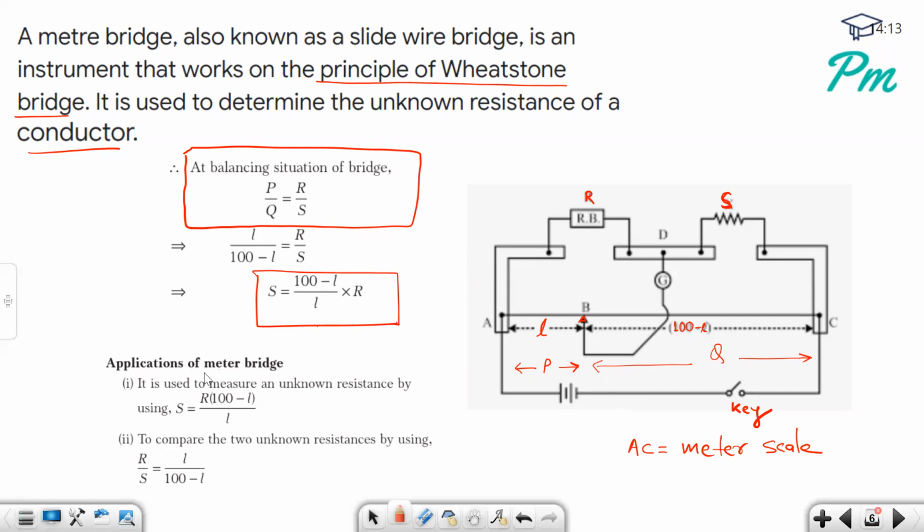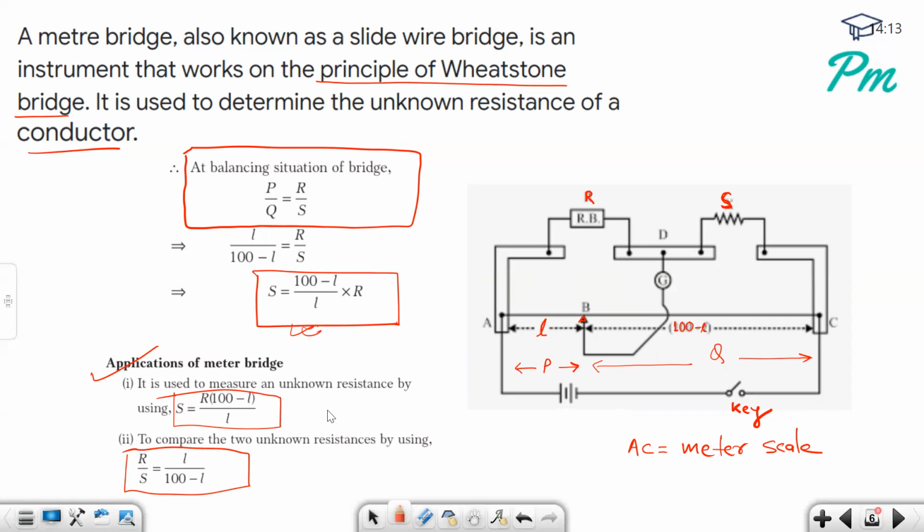So, applications of meter bridge. The first application is that it is used to measure unknown resistance by using this expression, S is equal to (100 minus L) over L into R, as we saw earlier. The second application of meter bridge is to compare two unknown resistances by using R by S is equal to L by 100 minus L.